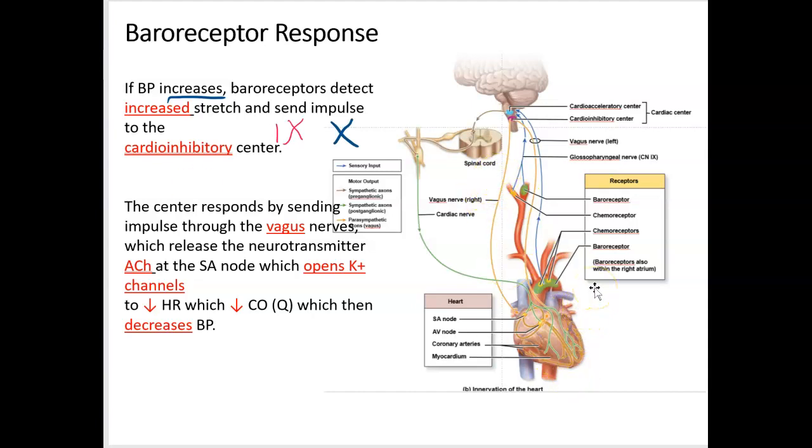This time, however, the vagus nerve gets activated, and the vagus nerve is going to carry the information down and release acetylcholine at the SA node. When you release acetylcholine, you open potassium channels, and potassium leaves. Now my heart rate falls, my cardiac output falls, and my blood pressure falls. So it's a reflex response that occurs.